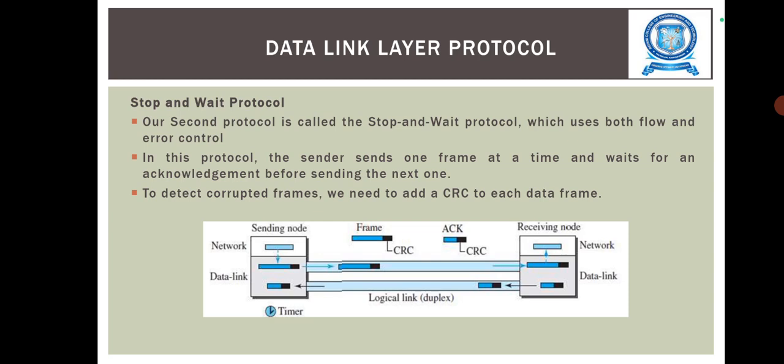It is the second protocol, called the stop and wait protocol. Here we use both flow and error control. In this protocol, the sender sends one frame at a time and waits for an acknowledgement before sending the next one. To detect corrupted frames, we need to add a CRC to each data frame.